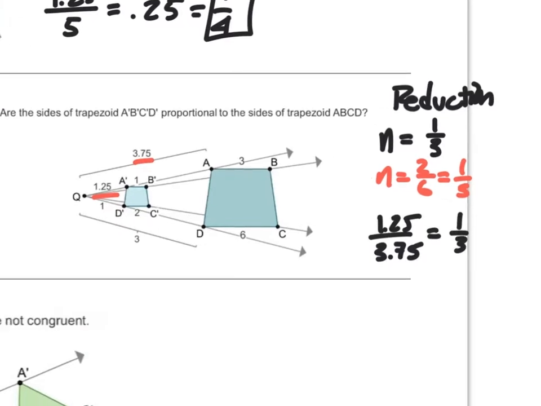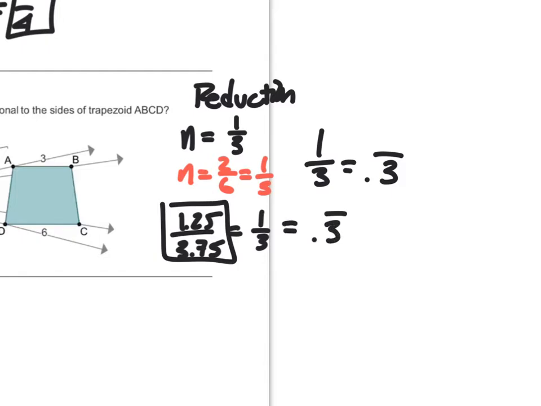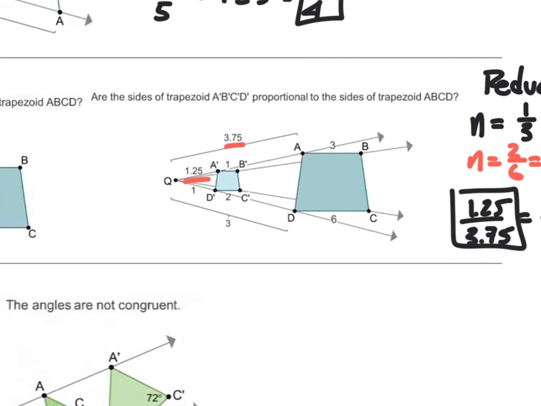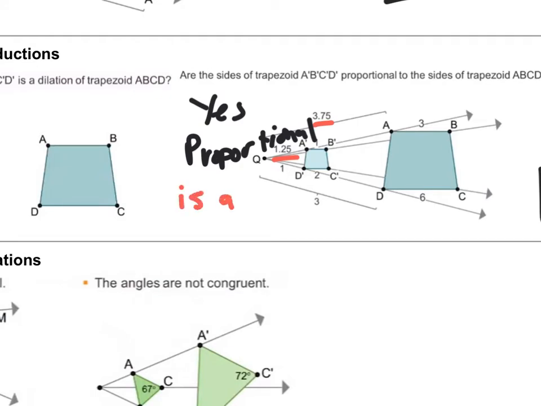If you're trying to figure this out in the calculator, just do 1 divided by 3, which gives you 0.3 repeating. Then do 1.25 divided by 3.75, and that will also give you 0.3 repeating. Same thing over here: if I take 1 and divide it by 3, it would also give me 1/3. So yes, they're proportional, and so it is a dilation.